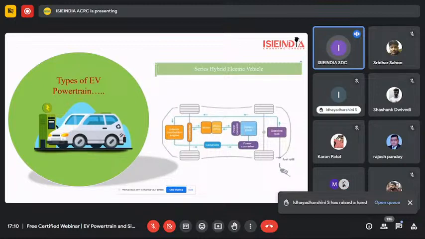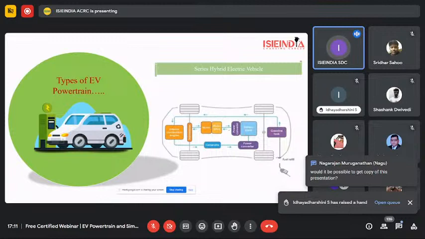So can anyone tell me what a motor drive is, from the participants? Like a brief idea, what is a motor drive?